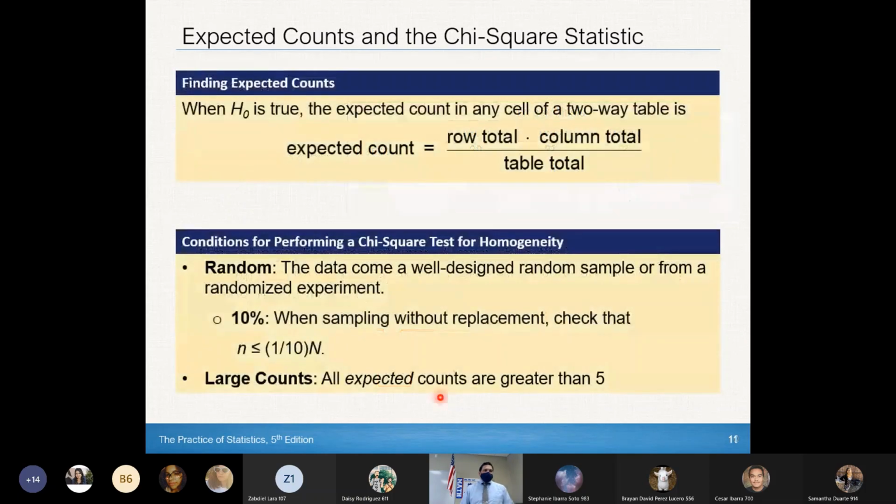All right, so we have expected counts in the chi-squared statistic. Finding expected counts goes for the test for homogeneity or the test for independence. We'll use the same way of calculating our expected counts. When the null hypothesis is true, the expected count in any cell of a two-way table is the row total times the column total divided by the table total.